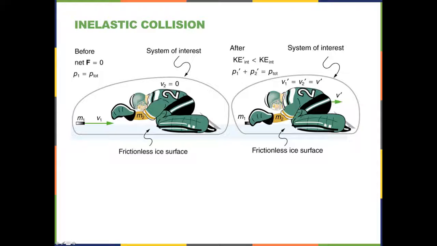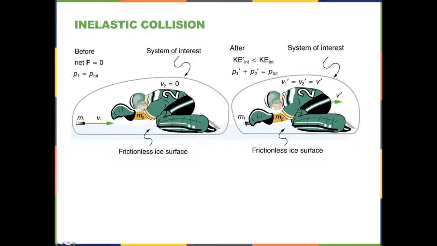So we have a situation now. Here's a goalie. Here's a hockey puck coming at a velocity, and the mass of the goalie is represented here. Before, the goalie is not moving, so the total momentum is equal to the momentum of the puck. The total internal kinetic energy is equal to the kinetic energy of the puck. The goalie is not moving.